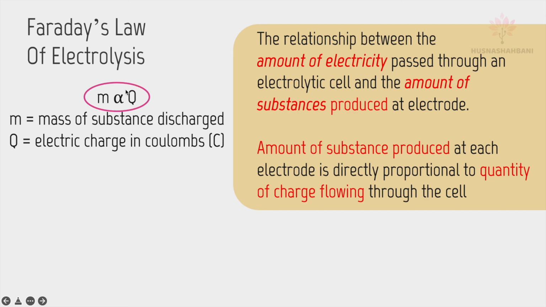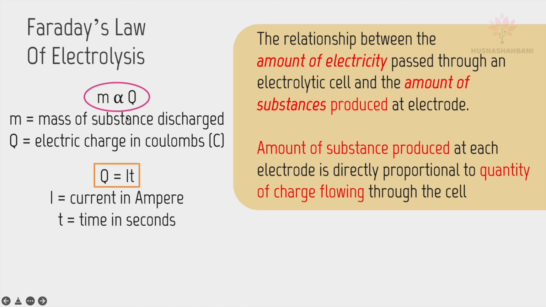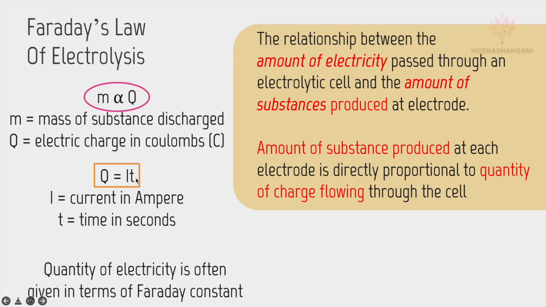This Q, unit coulombs, C. And then Q, we know that Q is equal to I times t. I is the current in ampere unit, time must be in second. Q, the charge, can be calculated when you have the value of current and time. Q is electric charge. Unit for Q is coulomb, unit for current ampere, unit for time second.